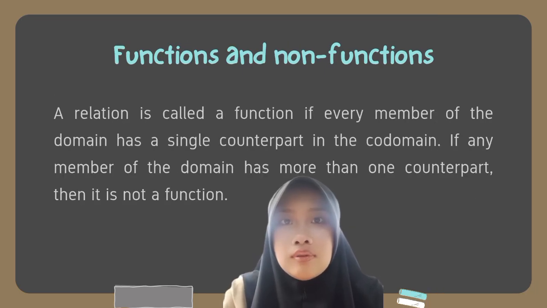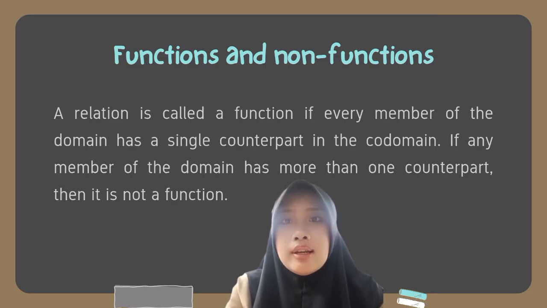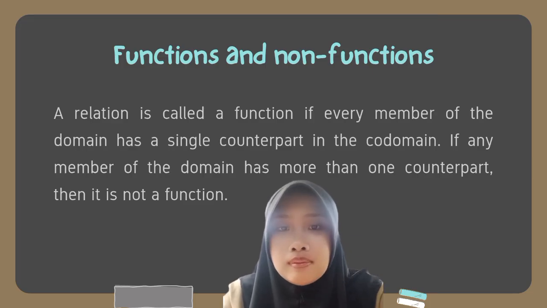Function and non-function. A relation is called a function if every member of the domain has a single counterpart in the codomain. If any member of the domain has more than one counterpart, then it is not a function.